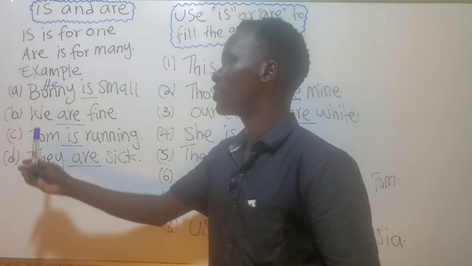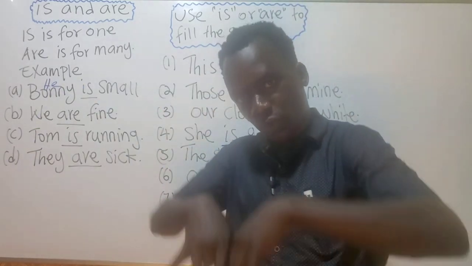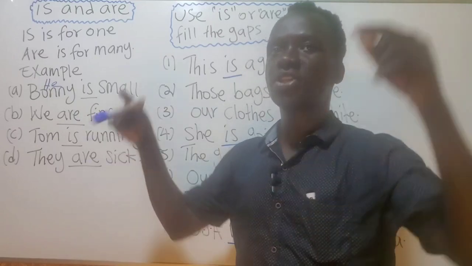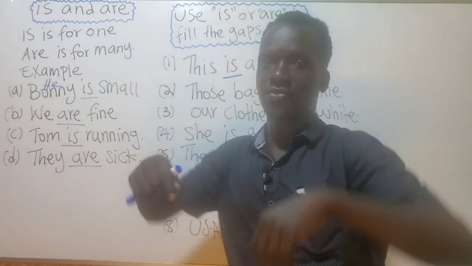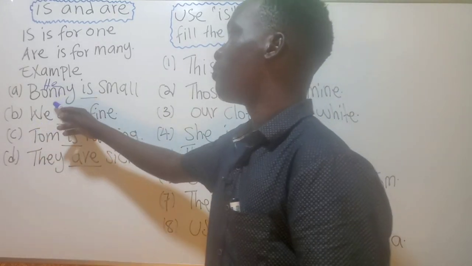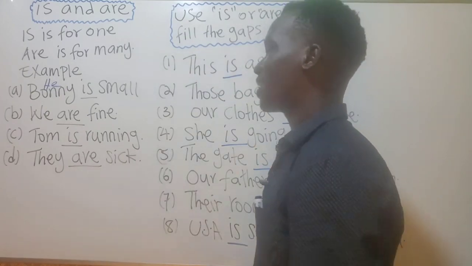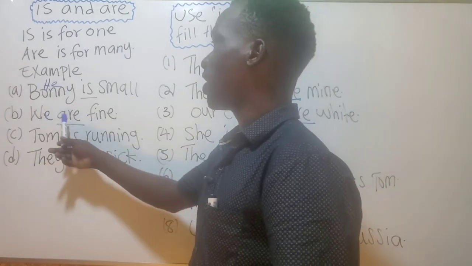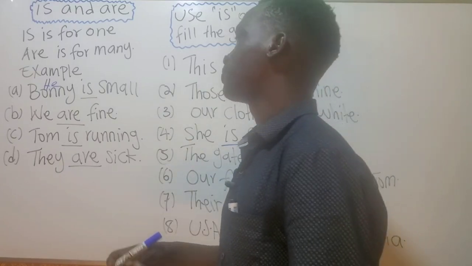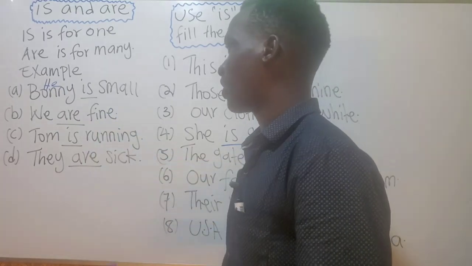Okay, yes. So we is for plural. We means many people. We, us, our group. It is a group which you are also inclusive. You are a member, okay? We say we. Bonnie is a boy. That's a second person, okay? We, my group, or my team, including you, we are fine, okay?